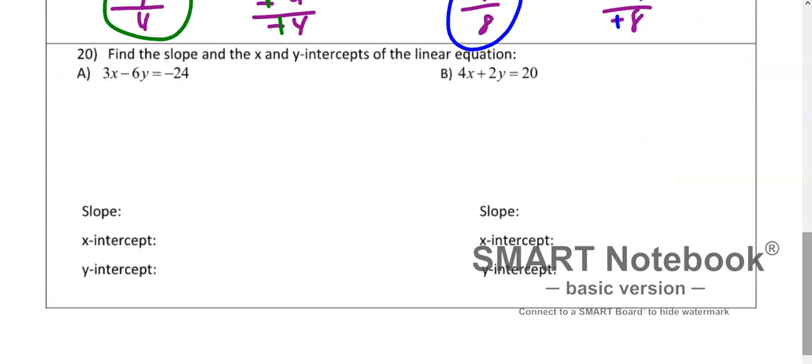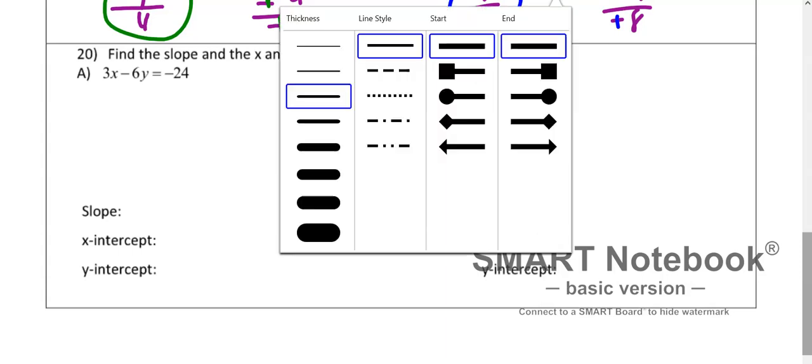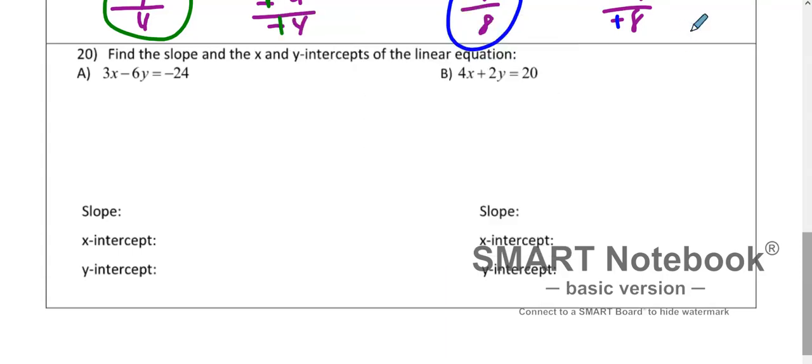All right, find the slope and intercept of these equations. Well, this is in standard form. A is in standard form. Therefore, I can do the cover-up method because 3 and 6 both go into 24. But the problem is that won't give me the slope. So I'm going to have to turn it into that form anyway, but for right now, I'm just going to do the cover-up method.